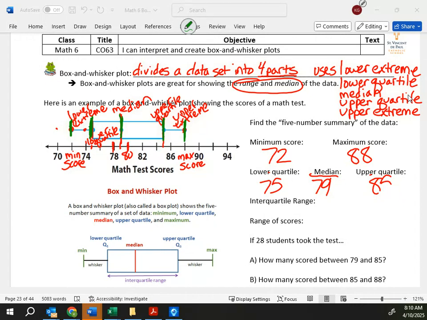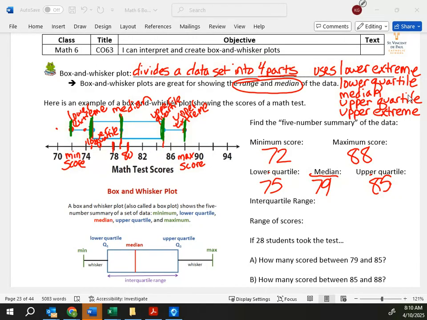Interquartile range is just the box. So we have the lower quartile to the upper quartile. So that was 75 to 85. That's our range for our box, right? The lower quartile to that upper quartile. So that range would be what?